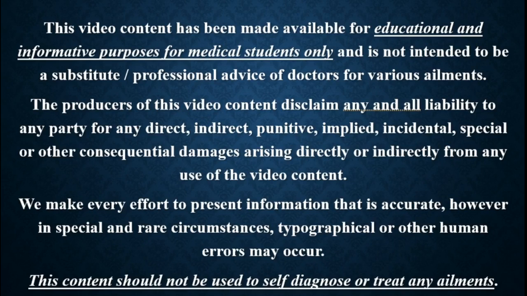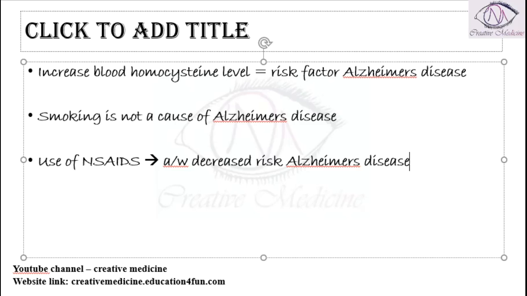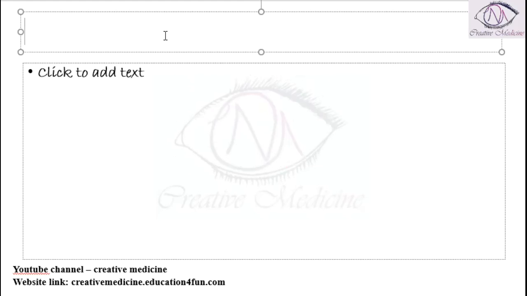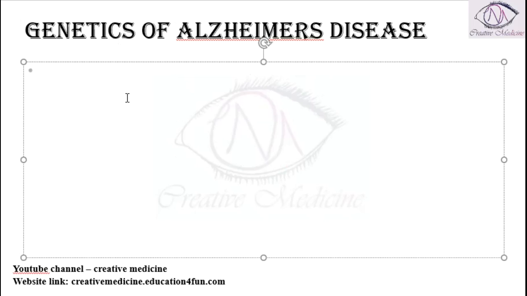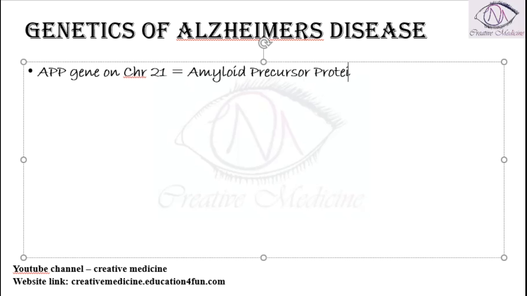In this lecture, we will learn about the genetics of Alzheimer's disease. In the genetics of Alzheimer's disease, first there is the APP gene, present on chromosome 21. What is this APP gene? The APP gene is actually amyloid precursor protein. What happens in this APP gene?